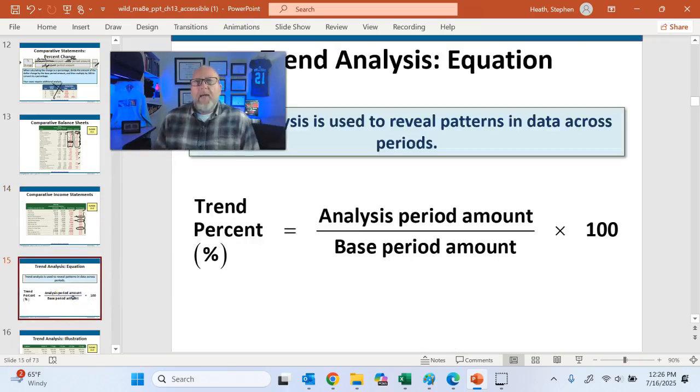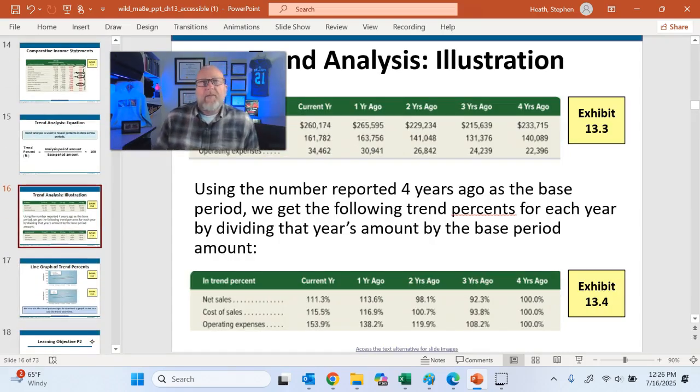We can do trend analyses, okay? And so trend analyses, it's the same concept. It's essentially the same concept. Instead of comparing the current year to the previous year, we're just saying we're going to compare a year to a base year. And what makes the most sense is maybe this.